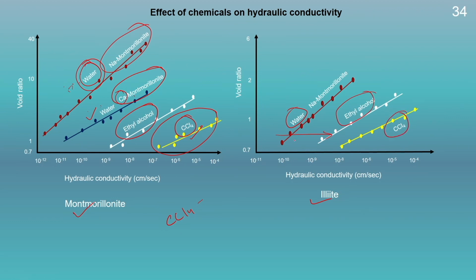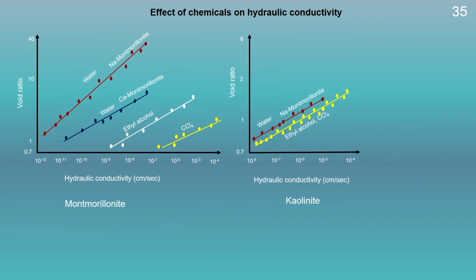And if we compare with the montmorillonite, we could see here the difference in the hydraulic conductivity will be quite large for montmorillonite in comparison to illite. This is because of the large effect of the dielectric constant on the diffuse double layer thickness for montmorillonite. Since the diffuse double layer thickness is not so large for illite, the effect due to a decrease in the dielectric constant is not that prominent for illite in comparison to montmorillonite.